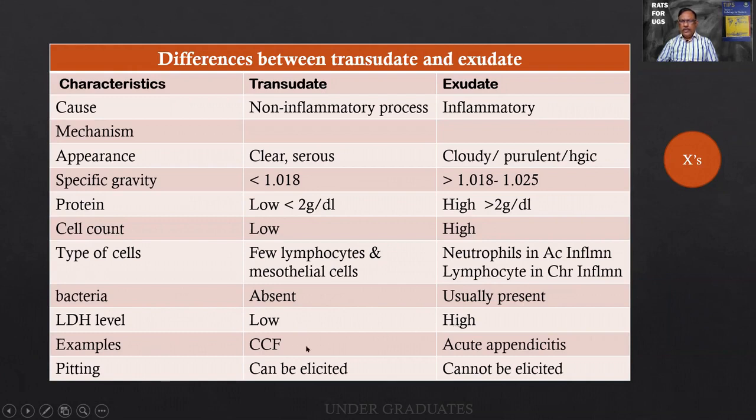And examples are congestive cardiac failure. Here it can be an acute appendicitis. Pitting usually can be elicited in a transudate, not in an exudate. As a clue, you people remember excess. Everything is in excess in exudate and reduced in transudate. For example, color is dark, cells are increased, specific gravity is more, cell count is more, etc.